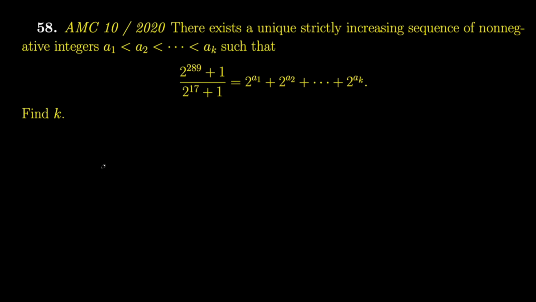So problem 58. There exists a unique strictly increasing sequence of non-negative integers such that this equation holds. So this is again from AMC 10, which means it should not be like an Olympiad problem that takes hours to solve. So now we come back to our formula again. What was the formula that we have been talking about again and again in previous videos?